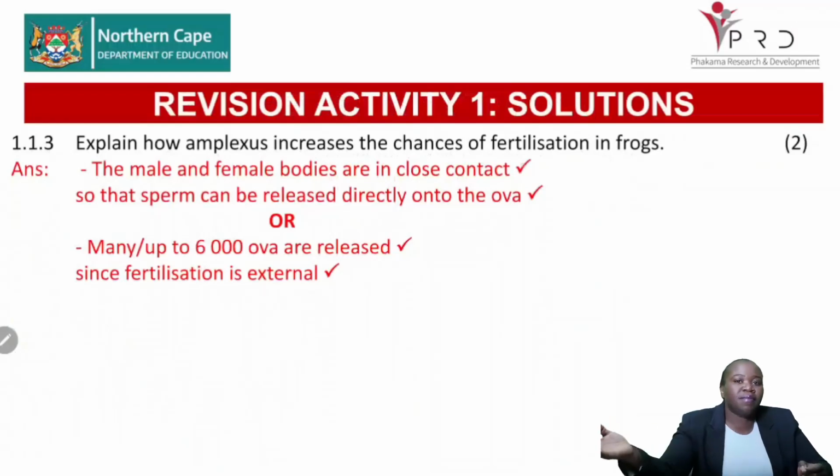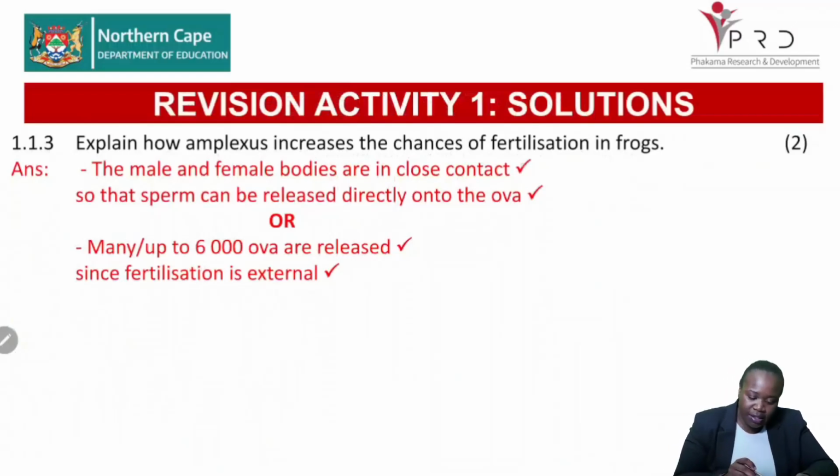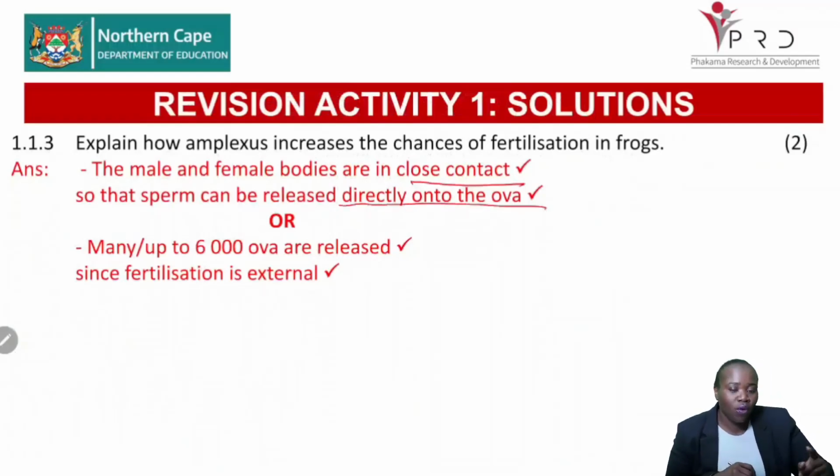Unlike if the male frog is a bit of a distance away from the female, it means that it's going to take quite a long distance for the sperm cells to swim towards the ova. Now, if they are close to each other, it doesn't take a lot for the sperm cells to be able to reach the egg cells. So the male and female bodies are in close contact so that the sperm is released directly onto the ova, which is what was said in the text we read. And then again, many ova are released since fertilization is external.